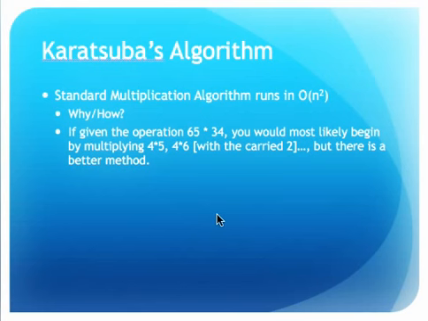Now for the fun stuff. Karatsuba's algorithm. And so as I was saying before, the standard multiplication algorithm runs in order n squared, right? You multiply every digit by the next digit. I think I might show you in the next slide. But if you did 65 times 74, you do 4 times 5, then carry over the 2, 4 times 6, 24, add the 2, and so on and so forth. But there has to be a better method, right? Of course.